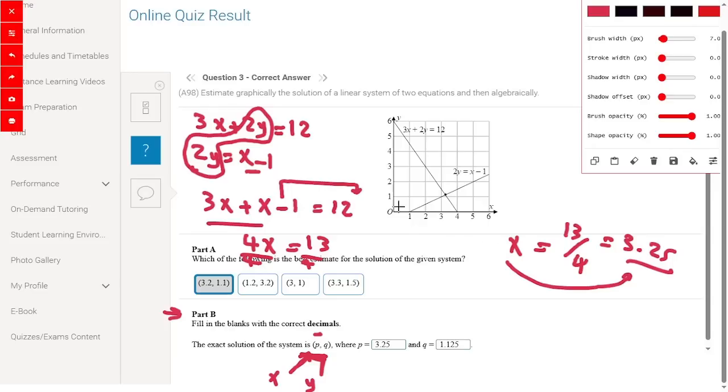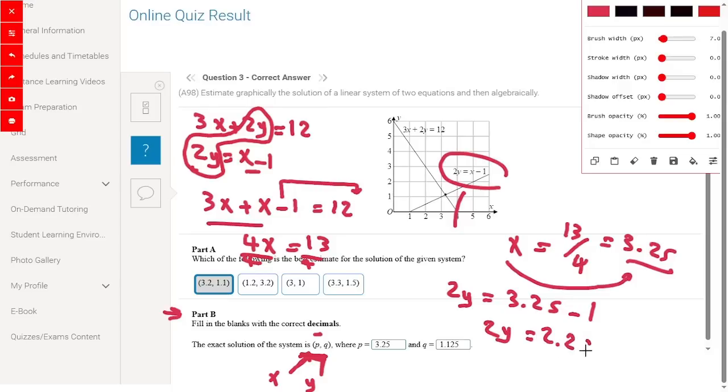Now we'll substitute x in any of these equations. Let's take this one. So I will have 2y equal to 3.25 minus 1. Okay, so we'll have 2y equal to 2.25, divided by 2.